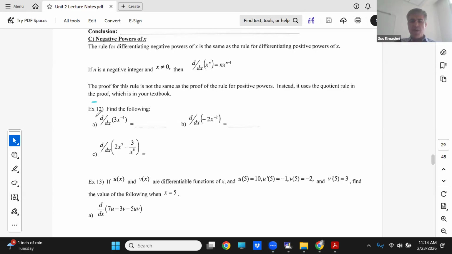So when I look at example 12, part A, the way I want to see this is I'm going to keep the 3 where it is. That -4 is going to roll to the front. So times -4 times x. I'm going to drop the exponent by 1. Exactly. Final answer, -12 over x to the 5th power. That's it. Does that make sense?